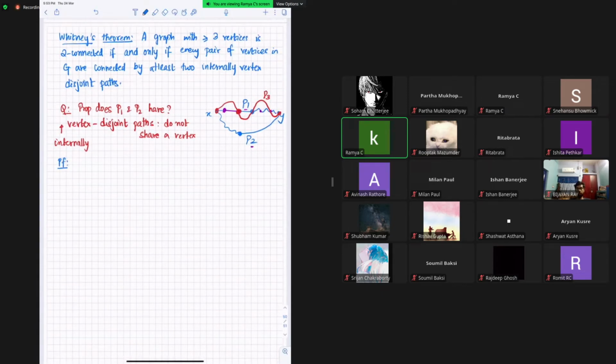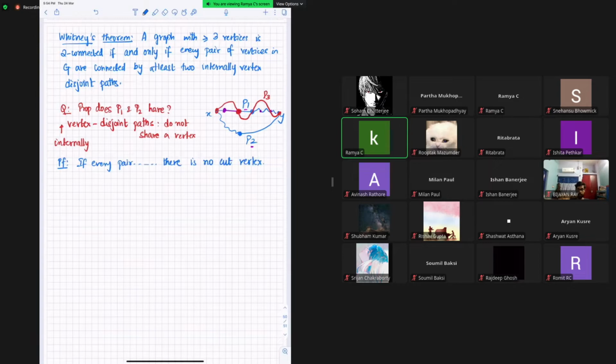So let's do one direction. Let's say every pair of vertices are connected by at least two internally vertex disjoint paths. Can there be a single cut vertex? No. That's not possible, right? You can go on from the other path. So just by definition of internally vertex disjoint, we can say that there is no cut vertex. So then the graph is two connected. You have to remove at least two vertices.